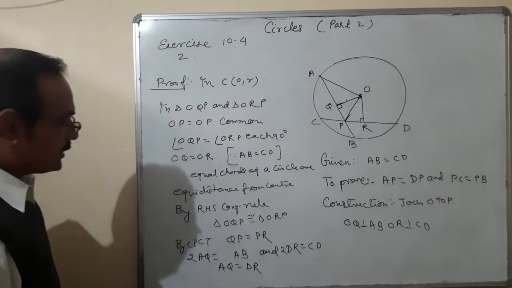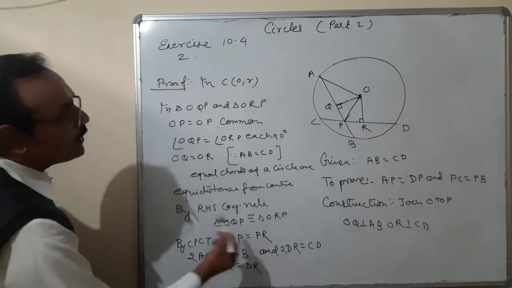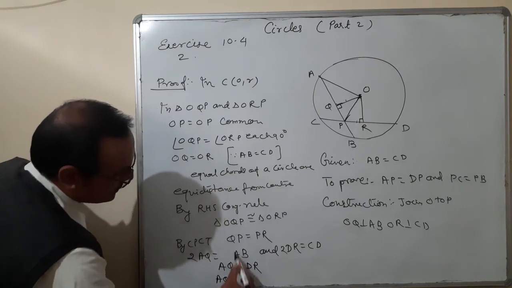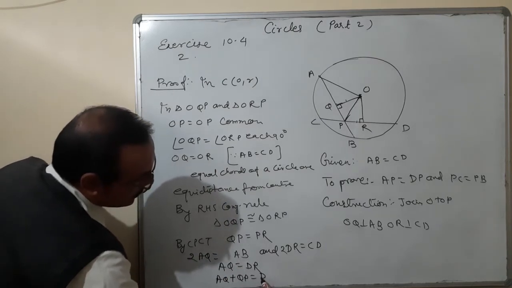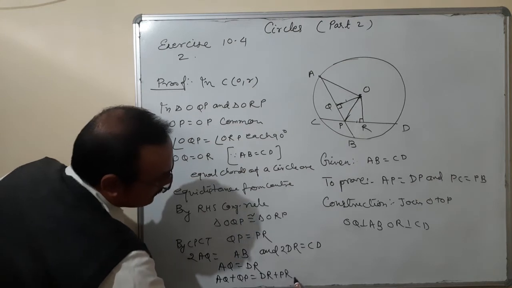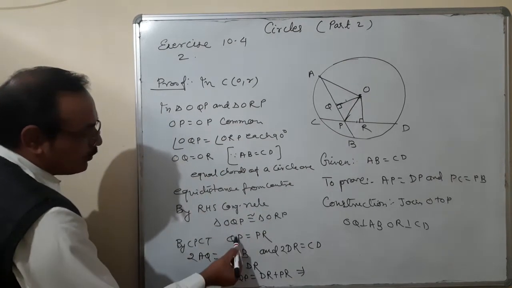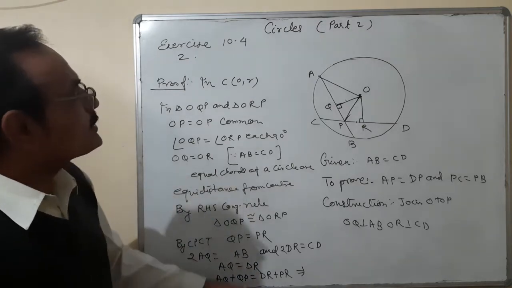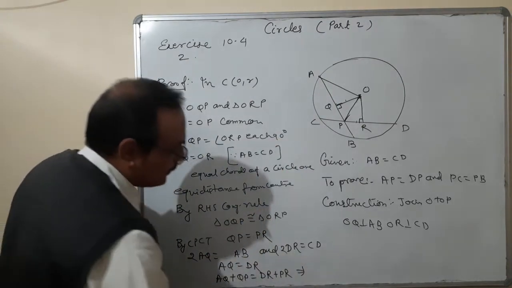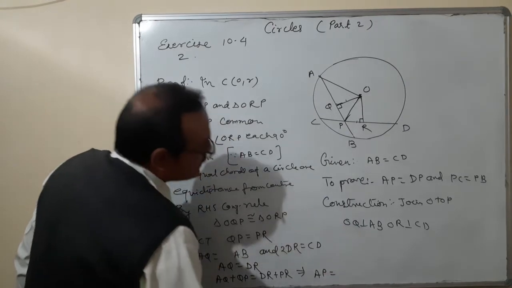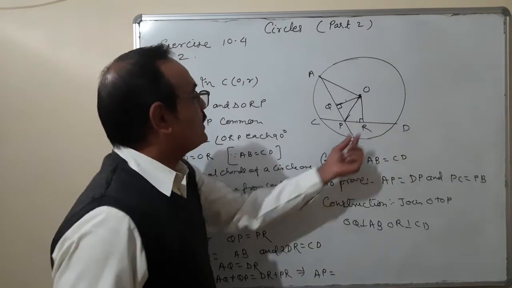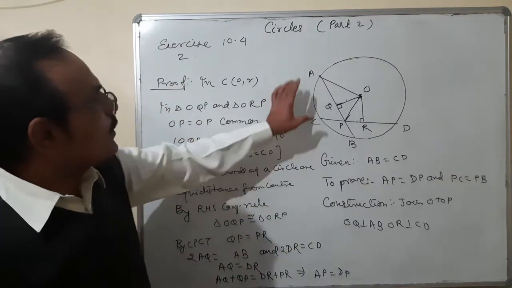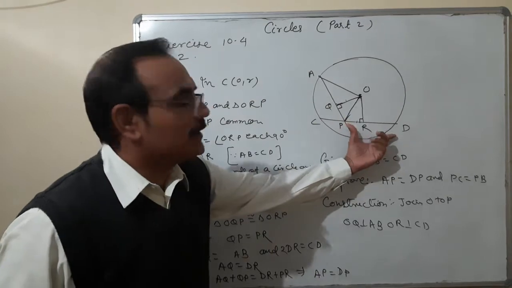After that, since already we have proved that QP is equal to PR, so in this, AQ plus QP is equal to DR plus PR. That means I have added both sides, one side QP and second side PR, because both are equal, we can add it. AQ plus QP becomes AP is equal to DR plus PR is equal to DP. Proved? So this we wanted to prove, that AP is equal to DP.